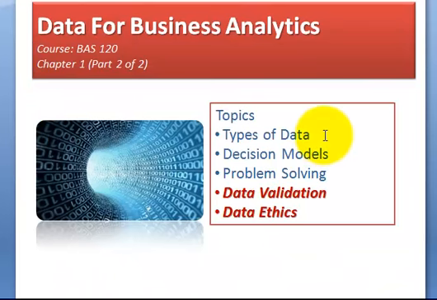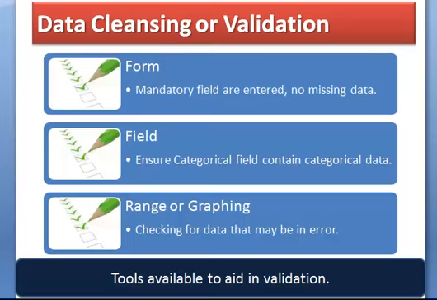So we've gone through the remainder of Chapter 1. We've talked about types of data. We've talked about decision models. We've talked about the steps in problem solving. Now I want to walk through very briefly 2 steps that are also important: data validation and data ethics. Sometimes it's called validation, sometimes it's called data cleansing, again, lots of different terms.